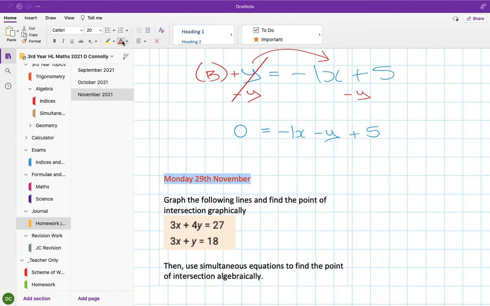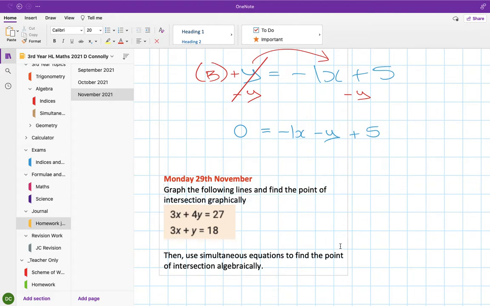So that is what I want you to do for, is it Thursday we have class again? Hopefully I'll be back on Thursday. But that is what I want you to do. So graph the following lines and find the point of intersection graphically, and then use simultaneous equations to find the point of intersection algebraically. And if you do it correctly, you should get the same answer. Okay, so that's homework.